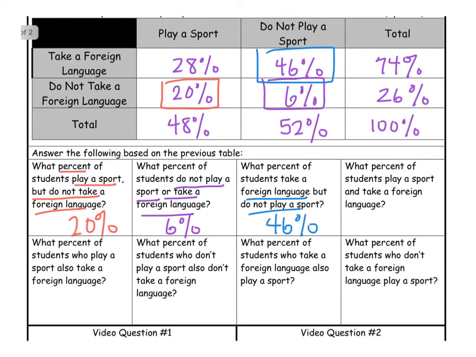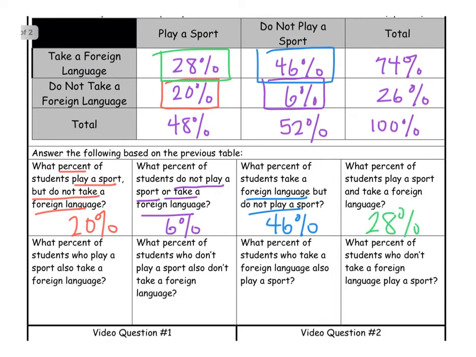And finally, the last one on the first row, what percent of students play a sport and take a foreign language? So play a sport and take a foreign language is 28%. That's this box right here at 28%.